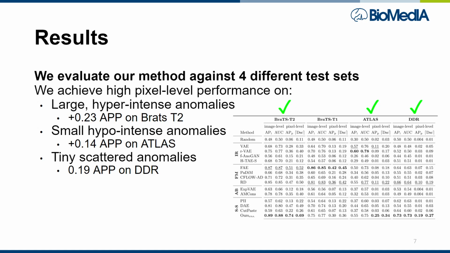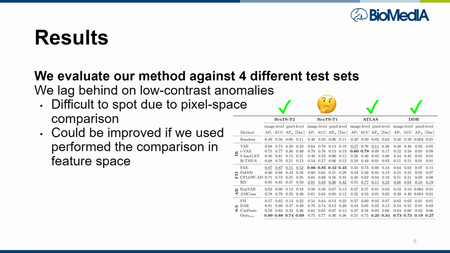But not all of our results are amazing. Specifically, we struggle on low contrast anomalies, such as those in Brat's T1. And that's because we are doing our comparison in pixel space as a sort of traditional reconstruction-based method. And when there's low contrast between a healthy tissue and the anomaly, a pixel space comparison is always going to leave a smaller difference. So this could be improved by moving the comparison to feature space, but we leave that up to future work.